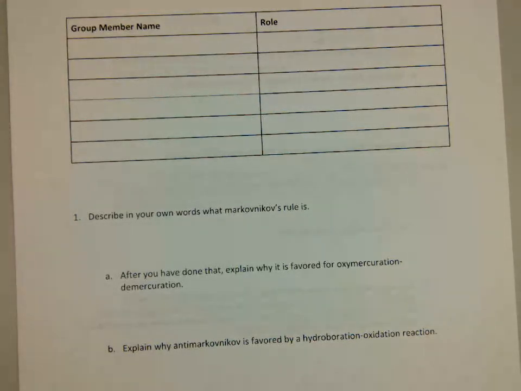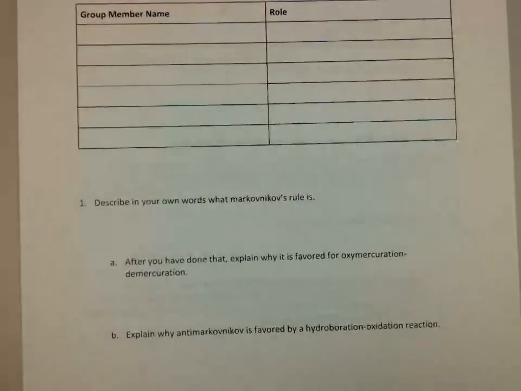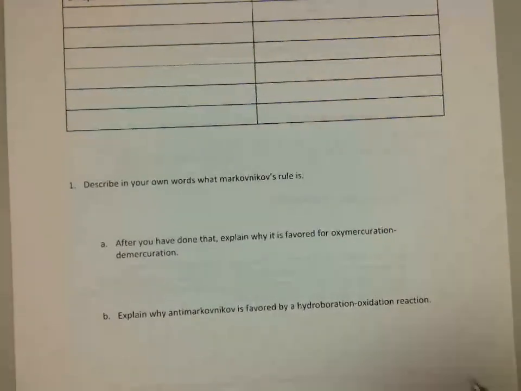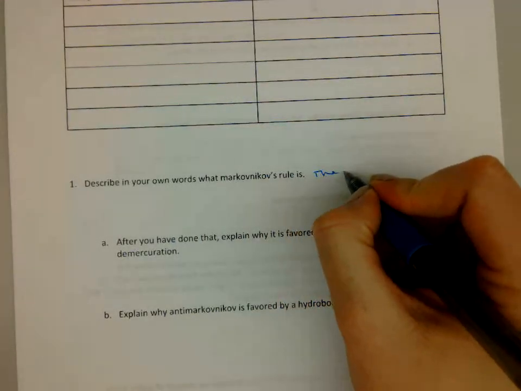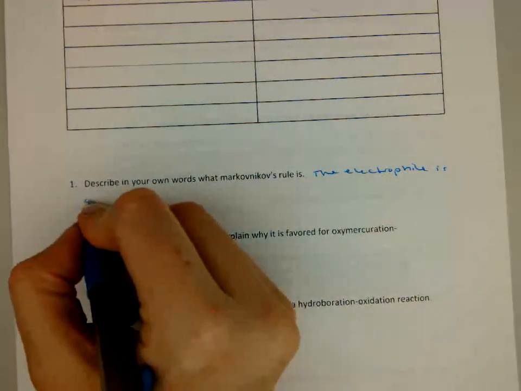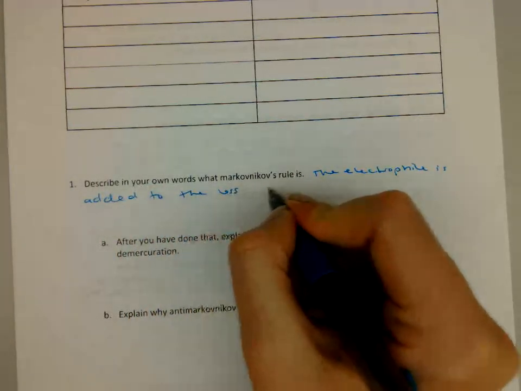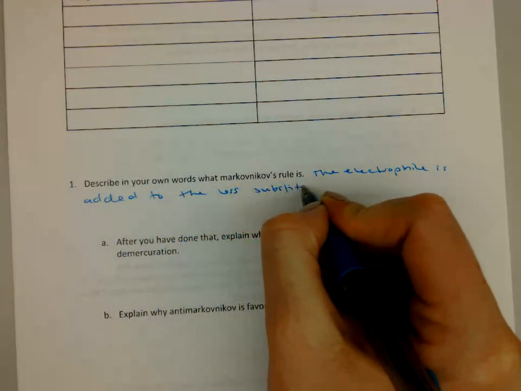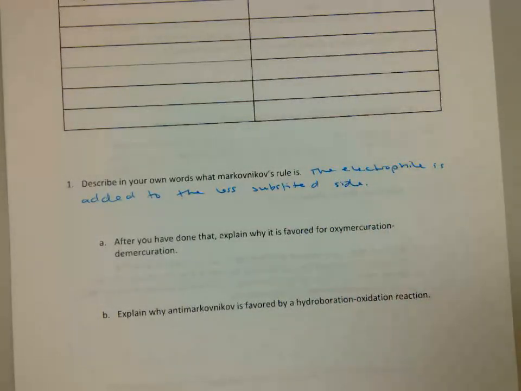Okay, so first up is describe in your own words what Markovnikov's rule is. I describe this as the electrophile is added to the less substituted side. And when we have carbocations, this makes a lot of sense because the carbocation wants to be on the more substituted side, and that's where the nucleophile will attack.